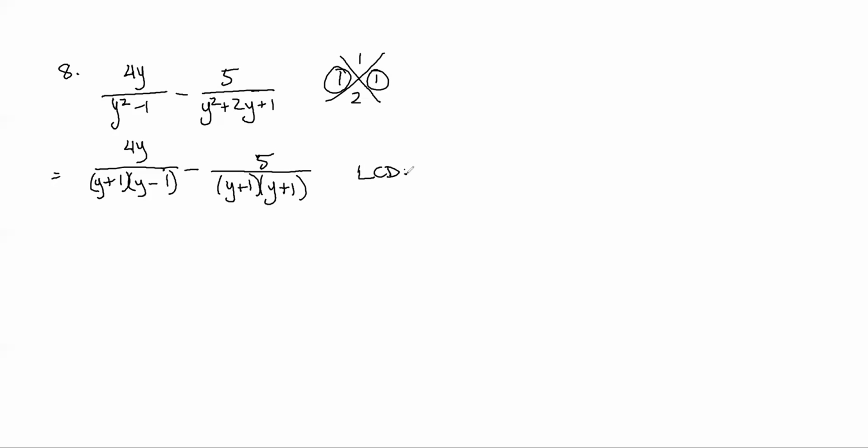Now our LCD for this one, if we look at the y plus 1, we have 1 in the first fraction, 2 of them in the second fraction. This time we're going to need 2 y plus 1s. So you can write it as y plus 1 squared, or just y plus 1 times y plus 1. And then our other factor, which only happens one time in our first fraction, is y minus 1. So we do need to include that one.